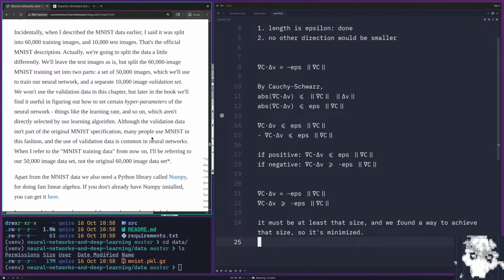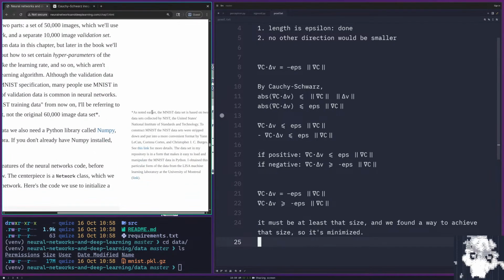Although the validation data isn't part of the original MNIST specification, many people use MNIST in this fashion, and the use of validation data is common in neural networks. When I refer to the MNIST training data from now on, I'll be referring to our 50,000 image dataset, not the original 60,000 image dataset. Footnote. As noted earlier, the MNIST dataset is based on two datasets collected by NIST, the United States National Institute of Standards and Technology. To construct MNIST, the NIST datasets were stripped down and put into a more convenient format by Yann LeCun, Corinna Cortes, and Christopher J.C. Burgess. See this link for more details.